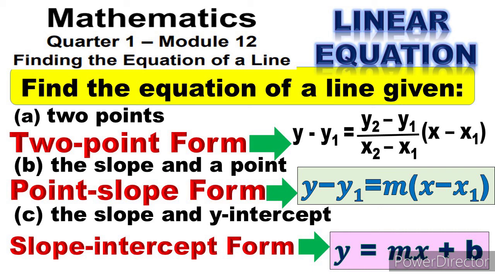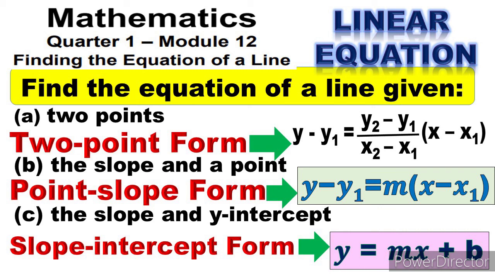And that is y minus y sub 1 equals y sub 2 minus y sub 1 all over x sub 2 minus x sub 1 times the quantity of x minus x sub 1. And we have to find the equation of a line given the slope and a point. So, given ang slope at given ang isang point. And that is what we called point-slope form. Okay, and we're going to use y minus y sub 1 equals m times x minus x sub 1.